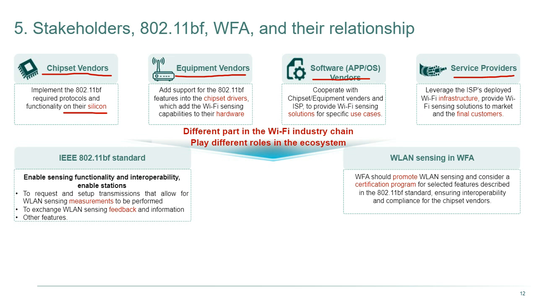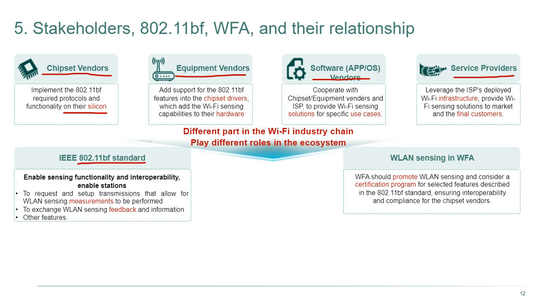So the different players in the Wi-Fi industry chain play different roles in the ecosystem. And for the standard, our 11bf standard basically enables sensing functionality and interoperability. It enables stations to request and set up transmissions that allow WLAN sensing measurements to be performed, and to exchange WLAN sensing feedback and information, including other features.